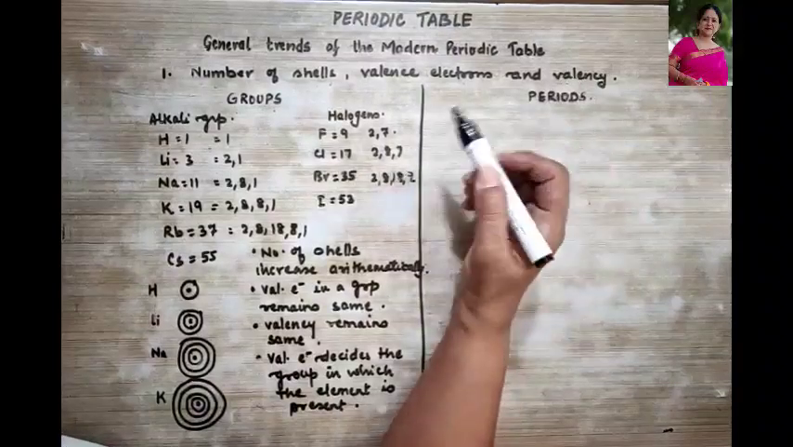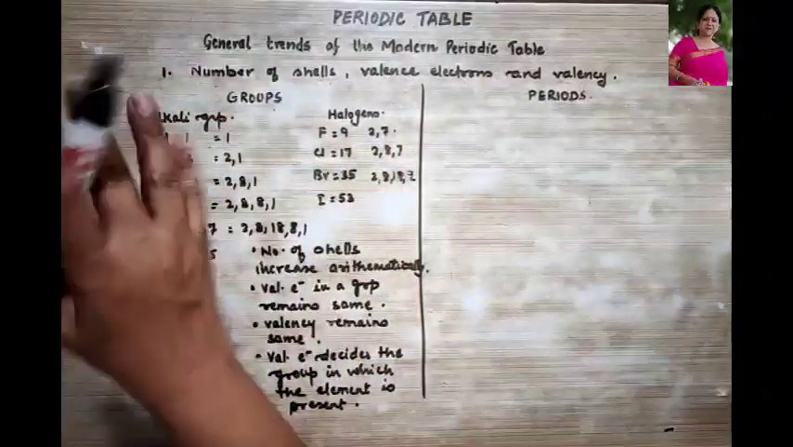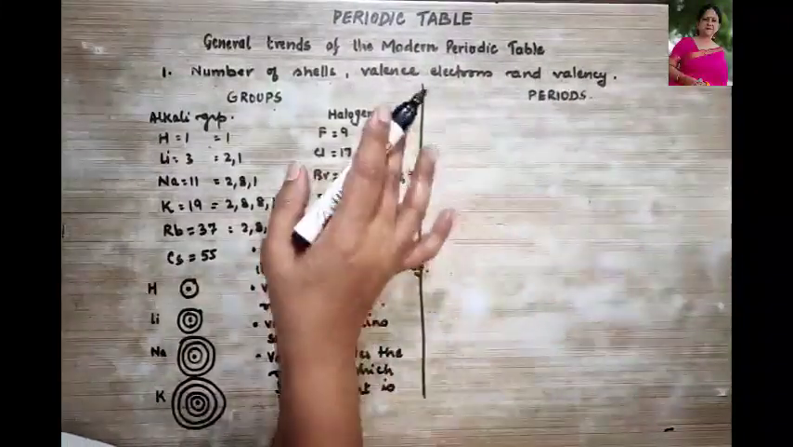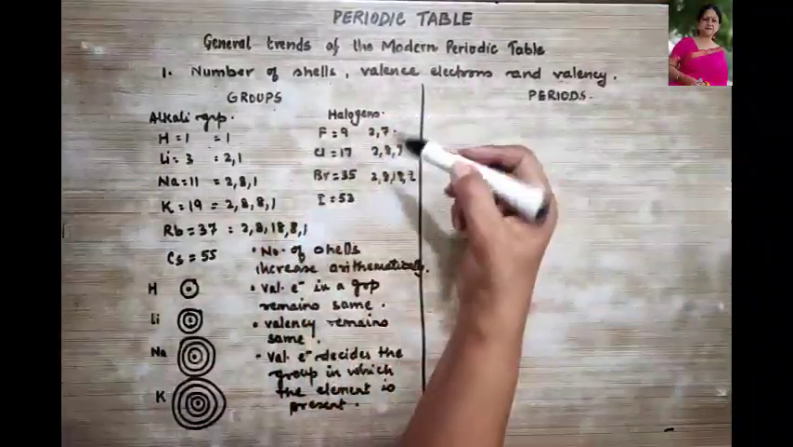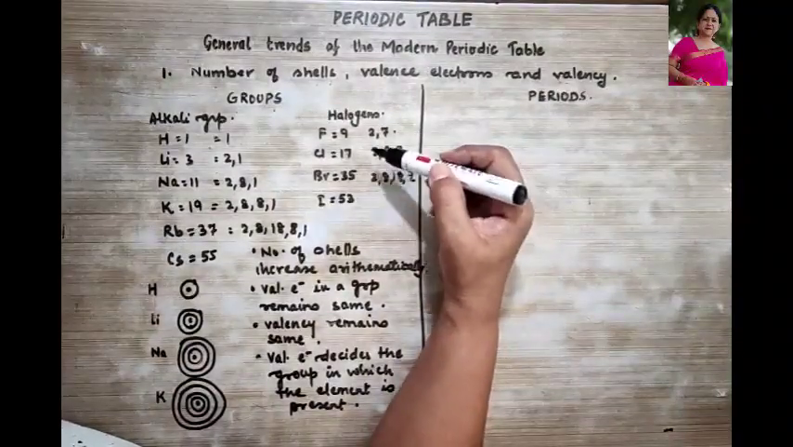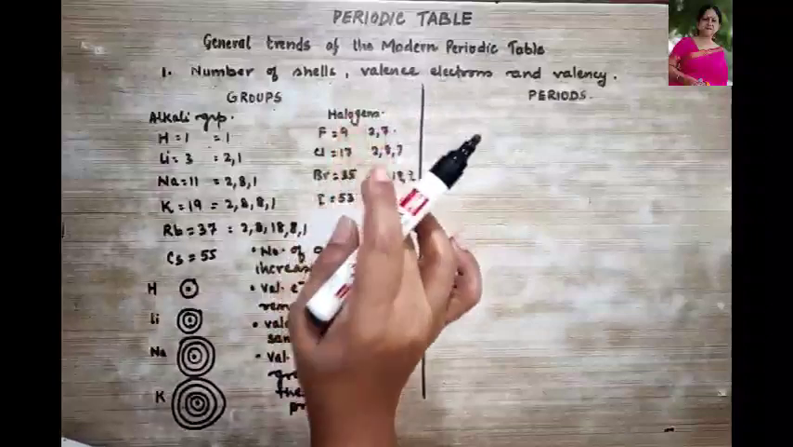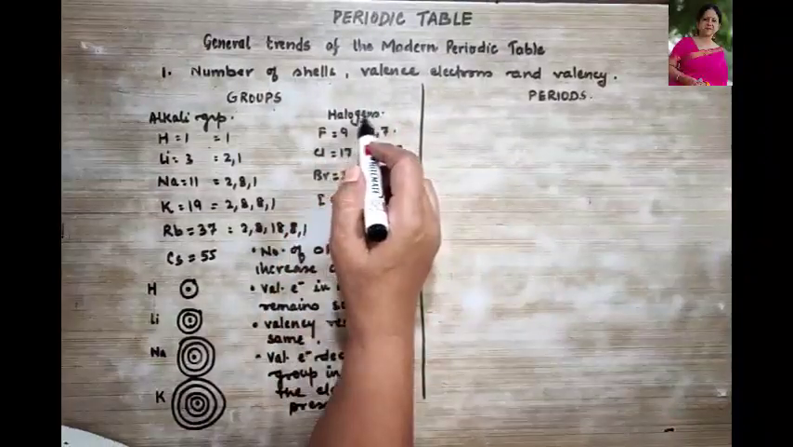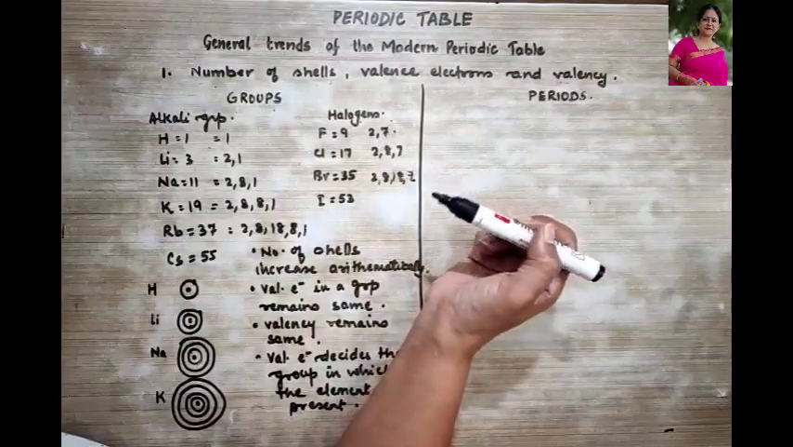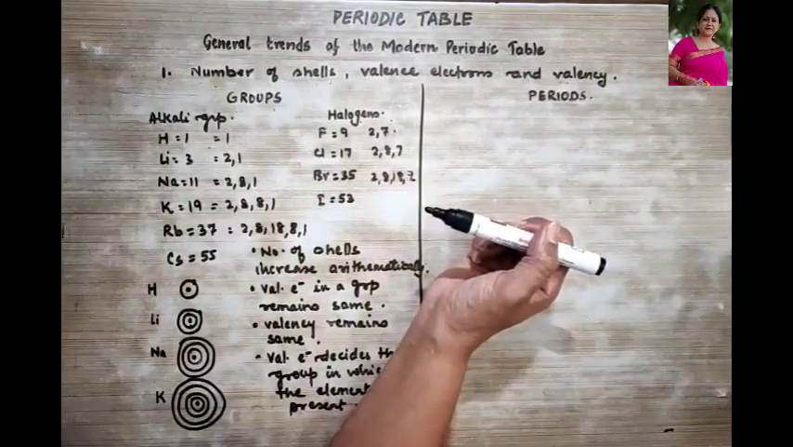10 plus 7. After 1A, 2A comes the 3A. 3A goes in the P block. So there we have to add plus 10. Okay. So 7 plus 10, 17 group you can say, or you can also say 7A. 7A is always halogen. So they are found accordingly because they have 7 electrons in their outermost shell.